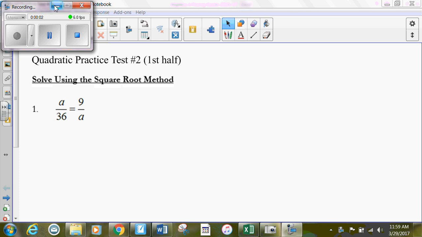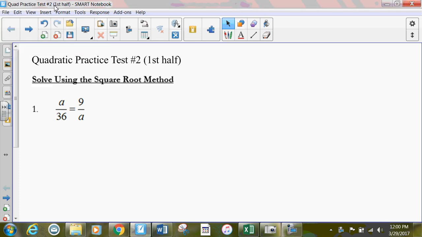Okay, here we go. We are doing quadratic practice test number 2, just the first half of the test. And the first part of our test will be to solve a quadratic using the square root method.